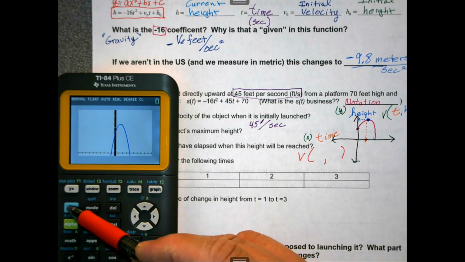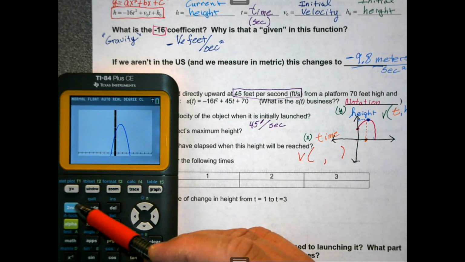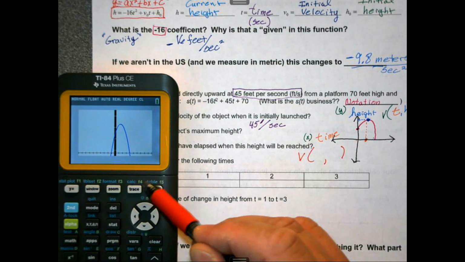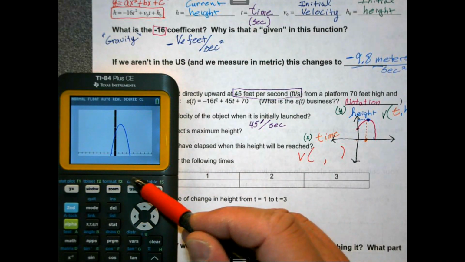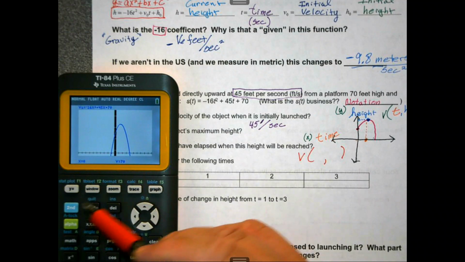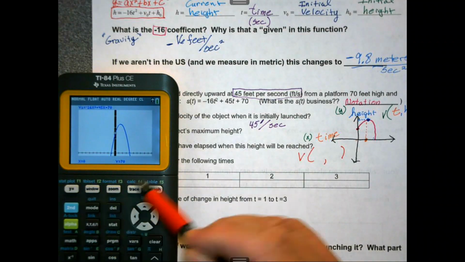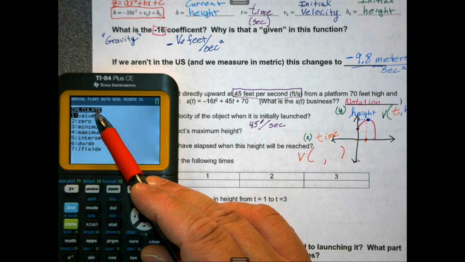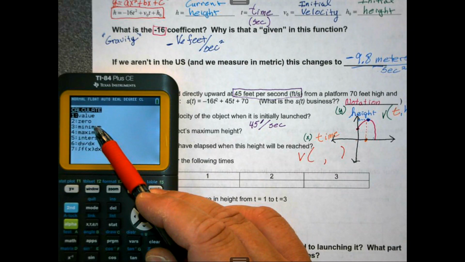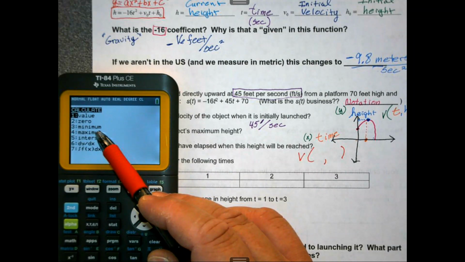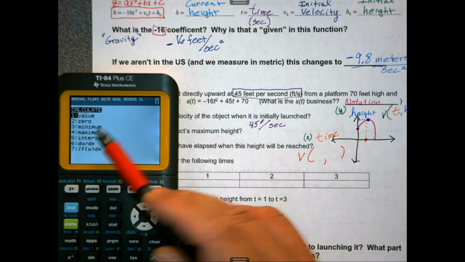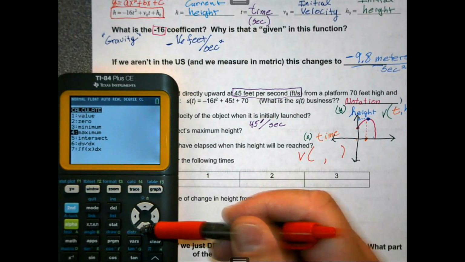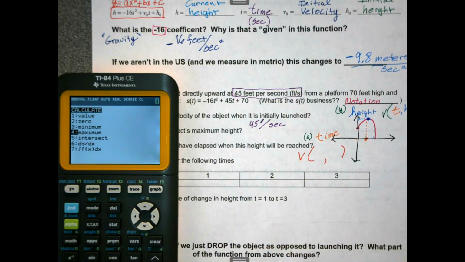So I'm going to hit the second button. And then I'm going to hit the trace button because that brings up my calculations. Okay, calculate. And again, your calculator doesn't do vertex, it's using the maximum. Now, if my parabola opened upward, I would have to find the minimum. That's the vertex. But since it opens downward, I have to find the maximum. So I'm going to scroll to the maximum, hit enter.